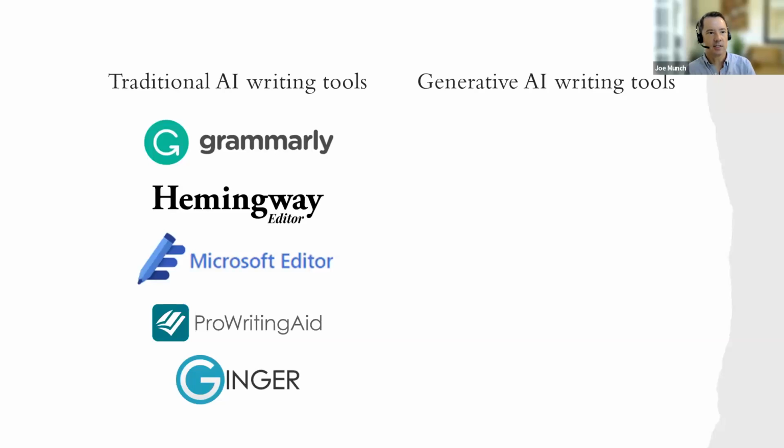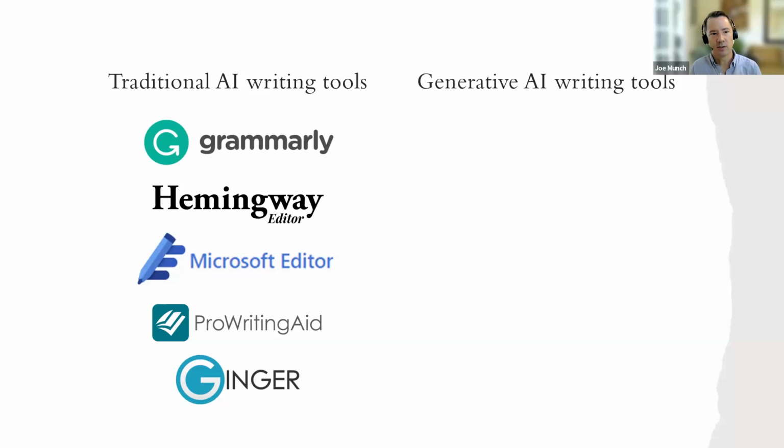There's Grammarly, and the Microsoft Editor, Ginger. There's just a wide assembly of these tools, tons of them now. And even some of these, what I call traditional AI writing tools, are now using generative AI. So Grammarly has a version called Grammarly Go. So generative AI is making inroads into even these more traditional AI kinds of writing tools.